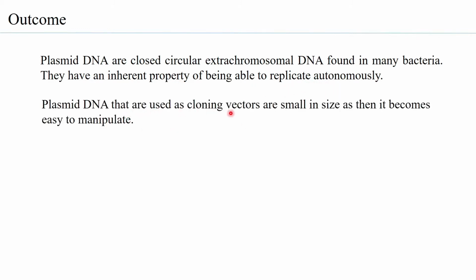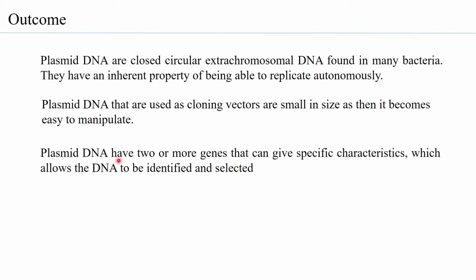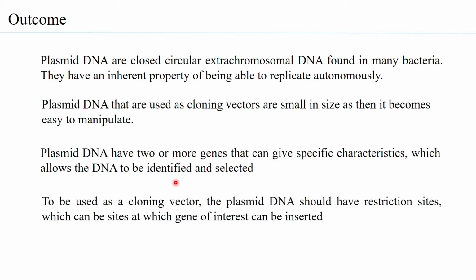Plasmid DNA that are used as cloning vectors are small in size, as then it becomes easy to manipulate. Plasmid DNA have two or more genes that can give specific characteristics, which allows the DNA to be identified and selected. To be used as a cloning vector, the plasmid DNA should have restriction sites, which can be sites at which the gene of interest can be inserted.